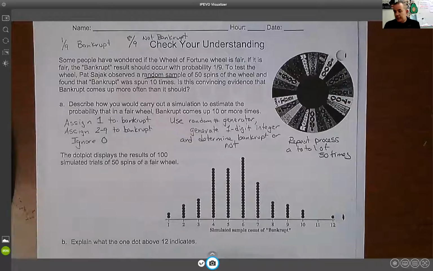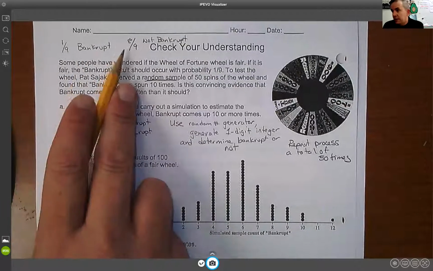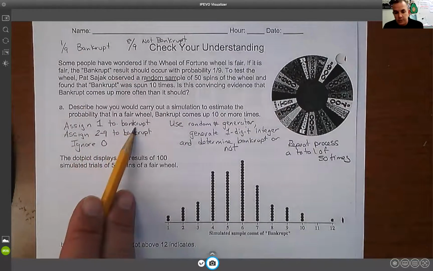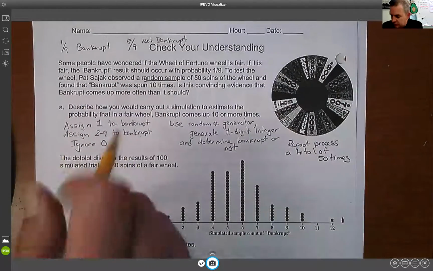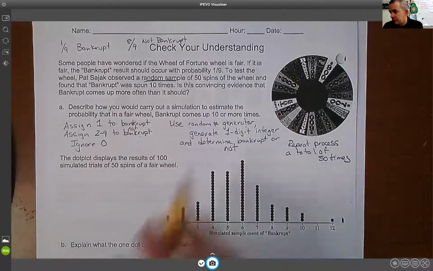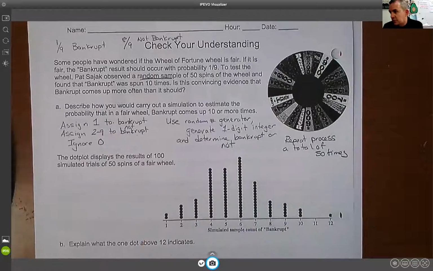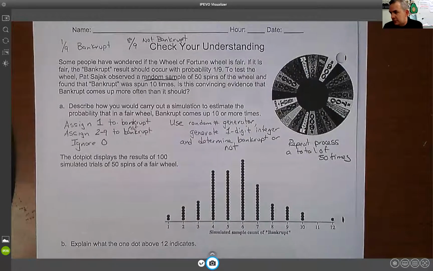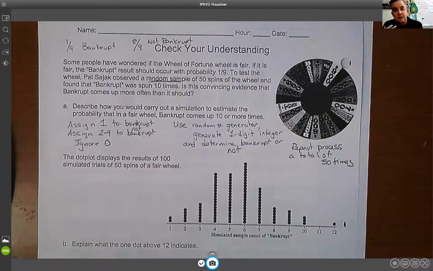Okay, so let me walk through again. What I'm going to do is 1 out of 9, we're talking bankrupt. 8 out of 9, we're considering not bankrupt. I'm assigning 1 to bankrupt. I'm assigning 2 to 9 to not bankrupt. And I'm ignoring 0. I'm going to use a random number generator. I'm going to generate a 1-digit integer and determine whether it's bankrupt or not. I'm going to repeat the process for a total of 50 times. So that's basically how I'm doing the simulation.